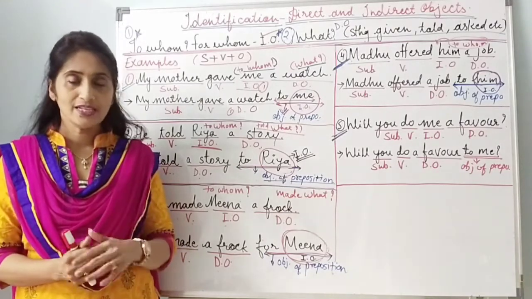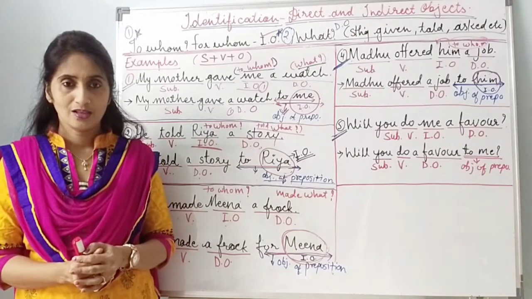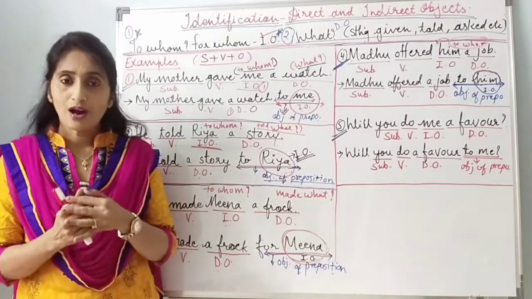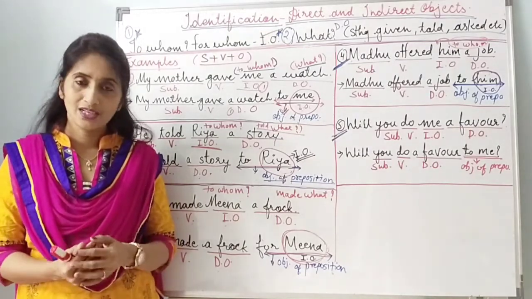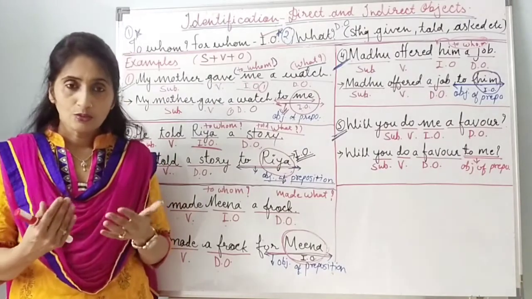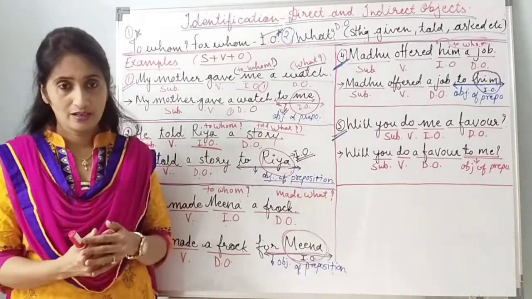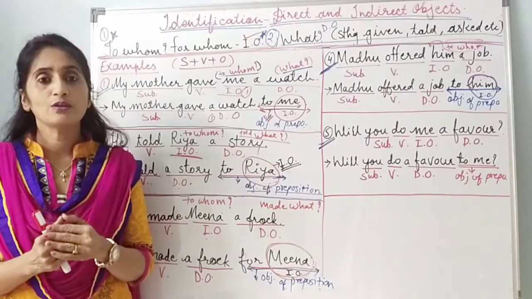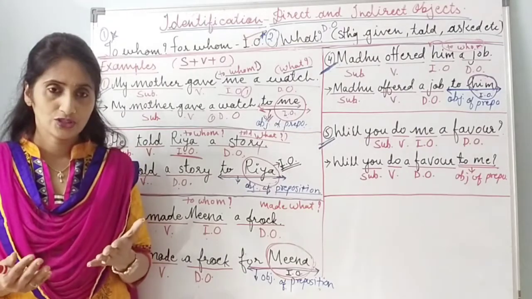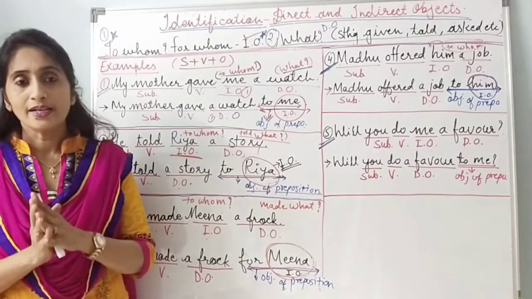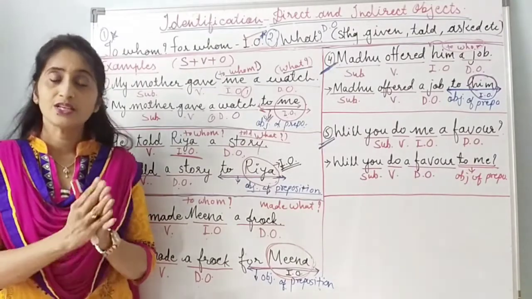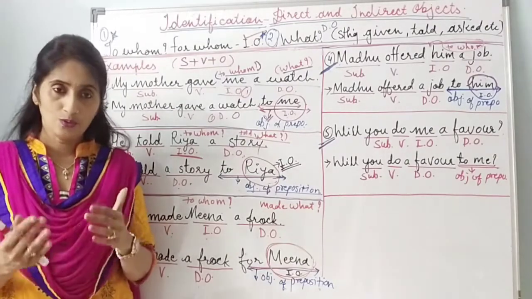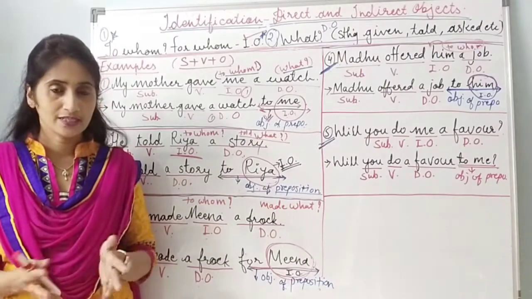The second object is the direct object. This generally indicates a thing. If you ask yourself a question with what, means what did he give, what did he tell, then you can get the direct object. Here we have to ask the question with what, means you can identify the objects, that is direct and indirect object, by asking the questions as to whom, for whom, what, like this.